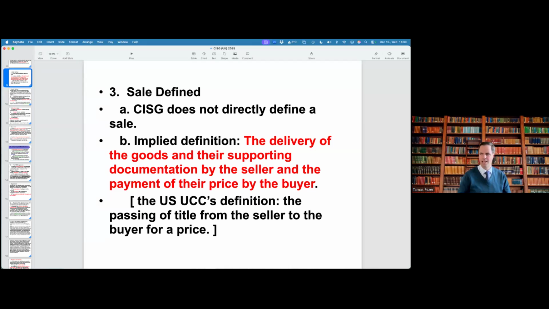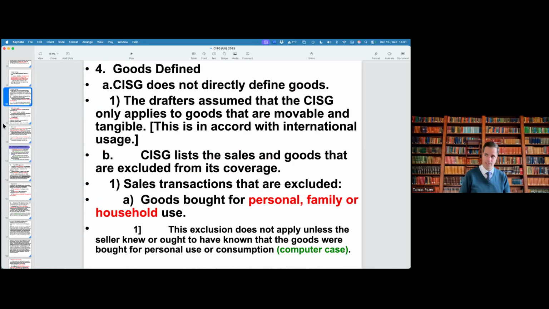And instead, we use kind of an implied definition that's almost purely factual. We don't care about title of ownership. We care about the physical, most important obligations of the parties. So it's the delivery of the goods and their supporting documentation by the seller and the payment of the price by the buyer. As you can see, no lawyering in here. If you can identify any of these elements to be the governing elements of the transaction, you can say that it's a sales contract. And if the other conditions of internationality are met, then it's under the scope of the CISG. Also, products, goods.